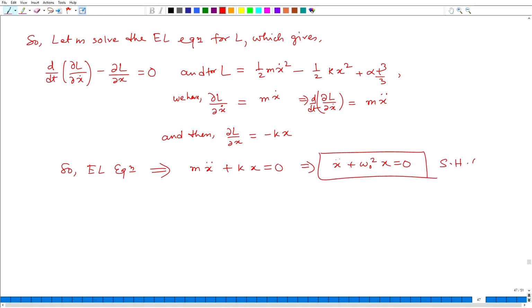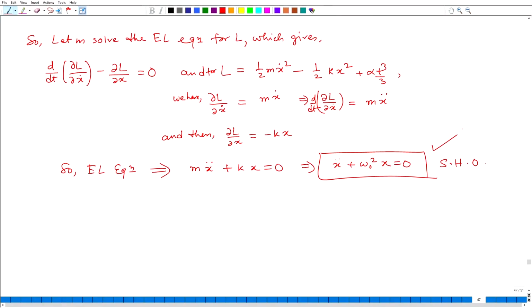Simple harmonic oscillation. So, we are convinced that the conclusion about the equivalent Lagrangian was 100% correct. Now, what about the conclusion of this non-conservation and this ∂L/∂t not equal to 0? On the other hand, we know that the total mechanical energy of a simple harmonic oscillator is conserved. Okay. This is also easy to solve.